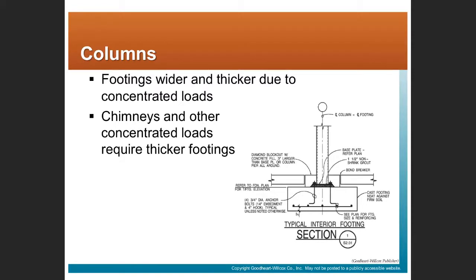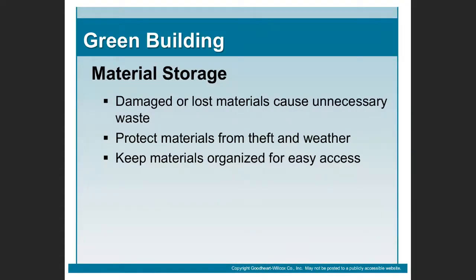So the footing for a column is going to be wider and thicker due to the fact that that column is carrying a heavier load. It's going to be a concentrated load, so all the load on that column has to be distributed to the footing. If we have a chimney or some other thing that has loads greater than typical, then that might require a thicker or larger footing than the rest of the building.